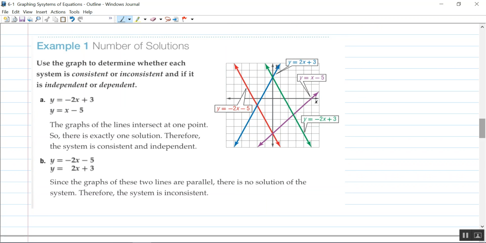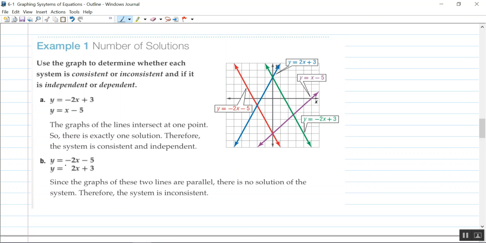This says use the graph to determine whether each system is consistent or inconsistent, and if it is independent or dependent. Here we have four lines that are graphed with their equations labeled. The first one is y equals negative 2x plus 3, and that would be the green line here. The second one is y equals x minus 5, and that would be the purple line right here. As you can see, the green line and the purple line intersect in one point. So this system is consistent and dependent because there is exactly one solution.